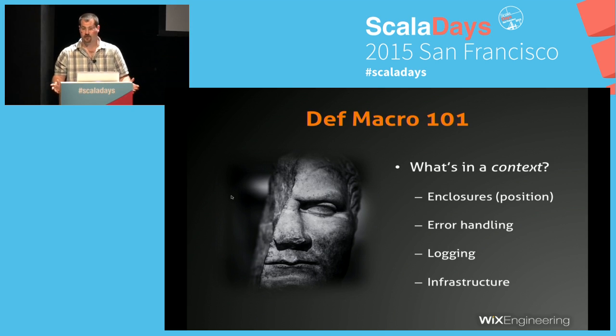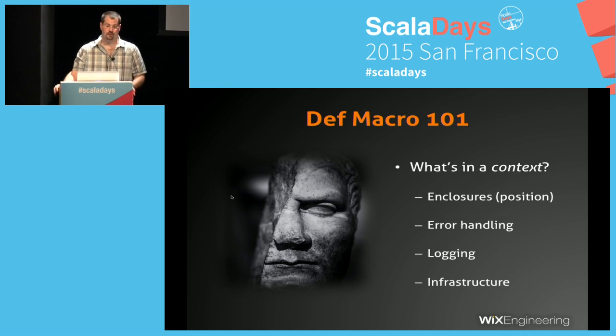We still need some context. Okay, so what's in a context? When your macro actually gets invoked, gets evaluated, somewhere in your user's code you're going to have that call to radix. And there's a position to it. There's a position within the code base in which the macro gets invoked. So it gives you the enclosing position, the enclosing context.